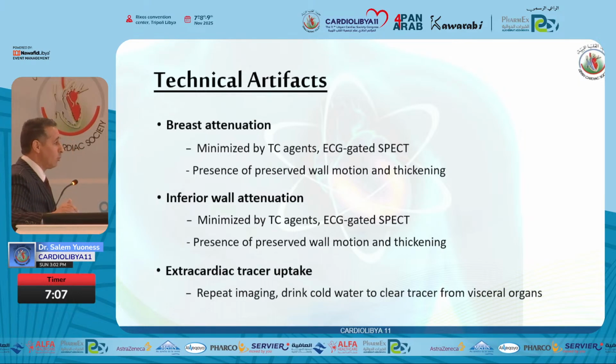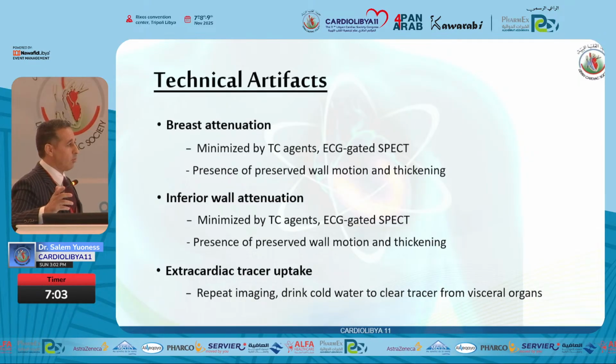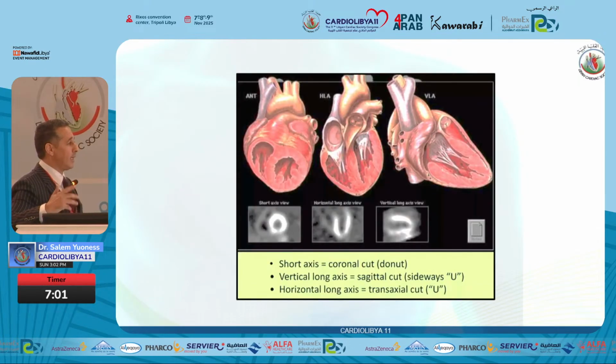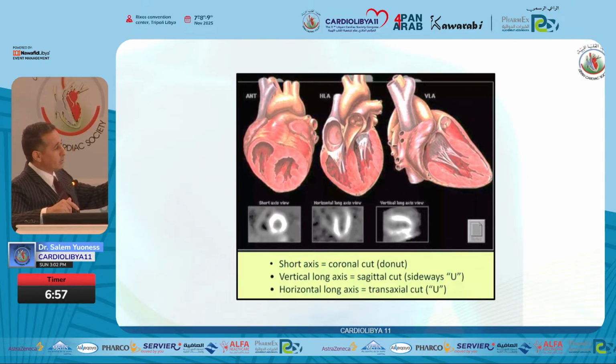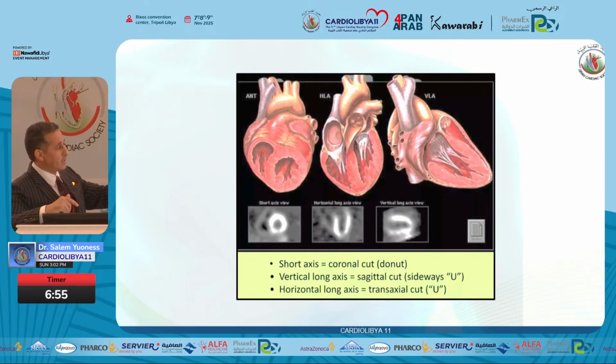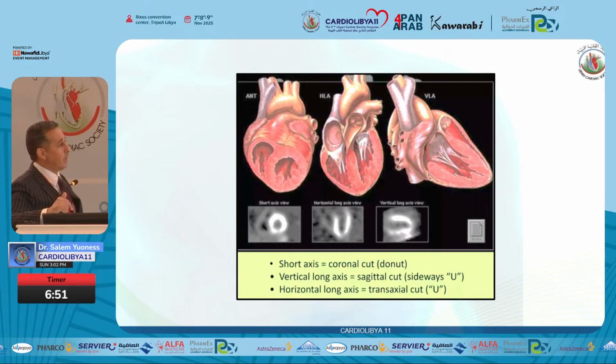And the last one, when you have a GI activity close to the inferior wall, we ask the patient to drink water, and we do imaging again, and that will eliminate the artifact. This is how we do the images. You have the short axis, you have the horizontal long axis, and you have the vertical long axis, and that's how we cut the image slices on our scan.